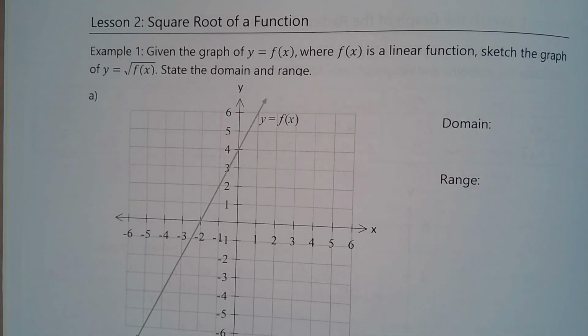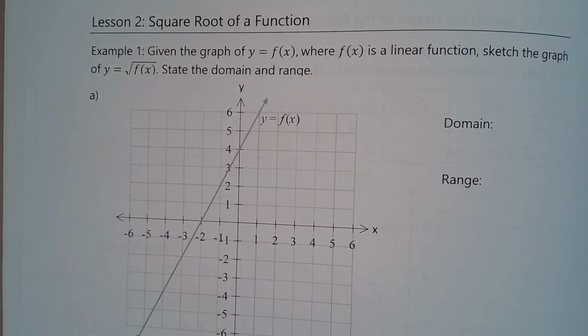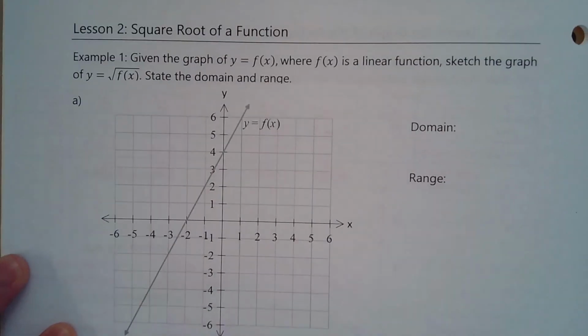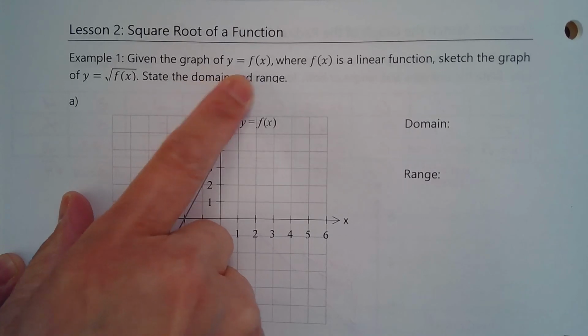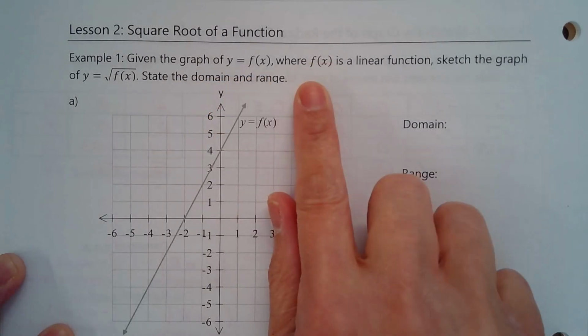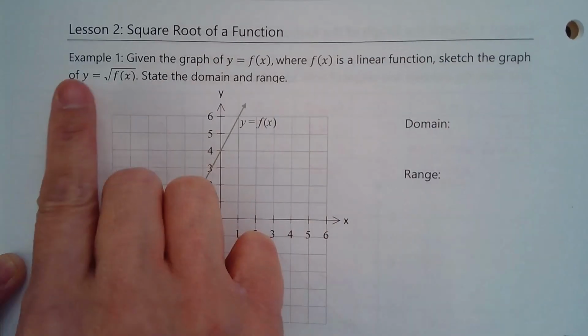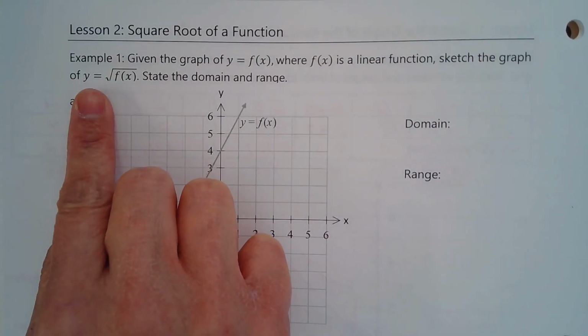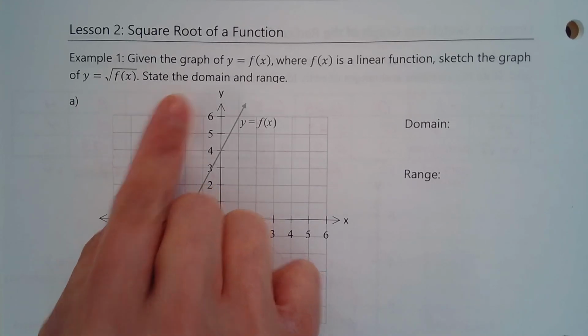Now, lesson 2. We're jumping into it, and I told you, it's a fast lesson, or a fast booklet. Lesson 2 is square root of a function. What kind of function are we going to use? It says you're given the graph of y equals f of x, where f of x is a linear function. Sketch the graph of y equals the square root of f of x, and then state the domain and the range.